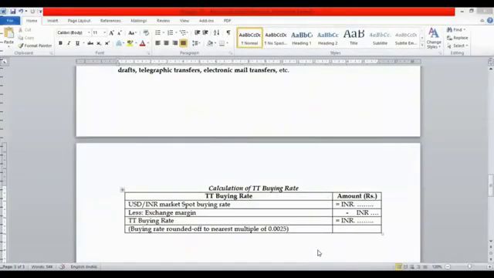Hello friends, in the last lecture we discussed the theoretical aspect of TT buying rate. In this lecture, which is an extension of the last lecture, we will discuss the numerical aspect of TT buying rate. If the transaction is taking place in terms of a telegraphic transfer, then this is the format that we have to follow for calculating the exchange rate.